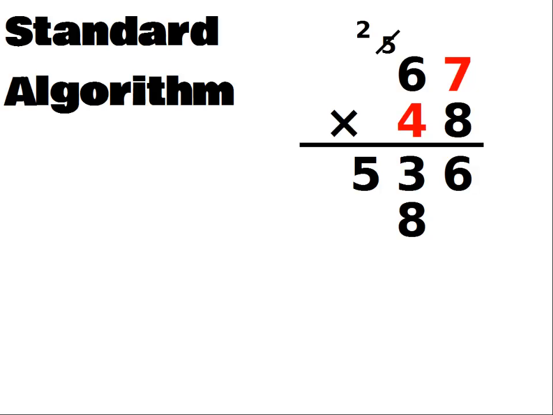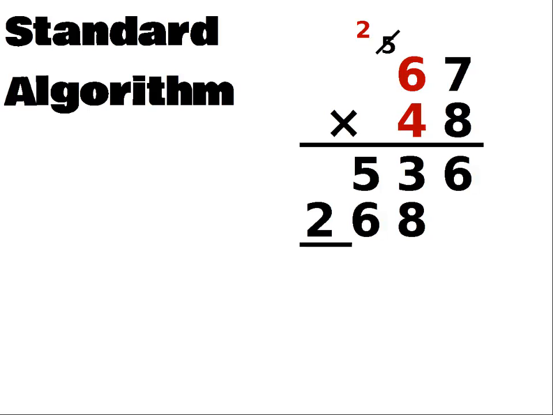Next, we do 4 times 6, which is 24. But we have to add in that 2, so we get 26. And then we write the 6 under the 5, and again, since there isn't another number in the top factor of the multiplication, we just write the 2 in the 26.